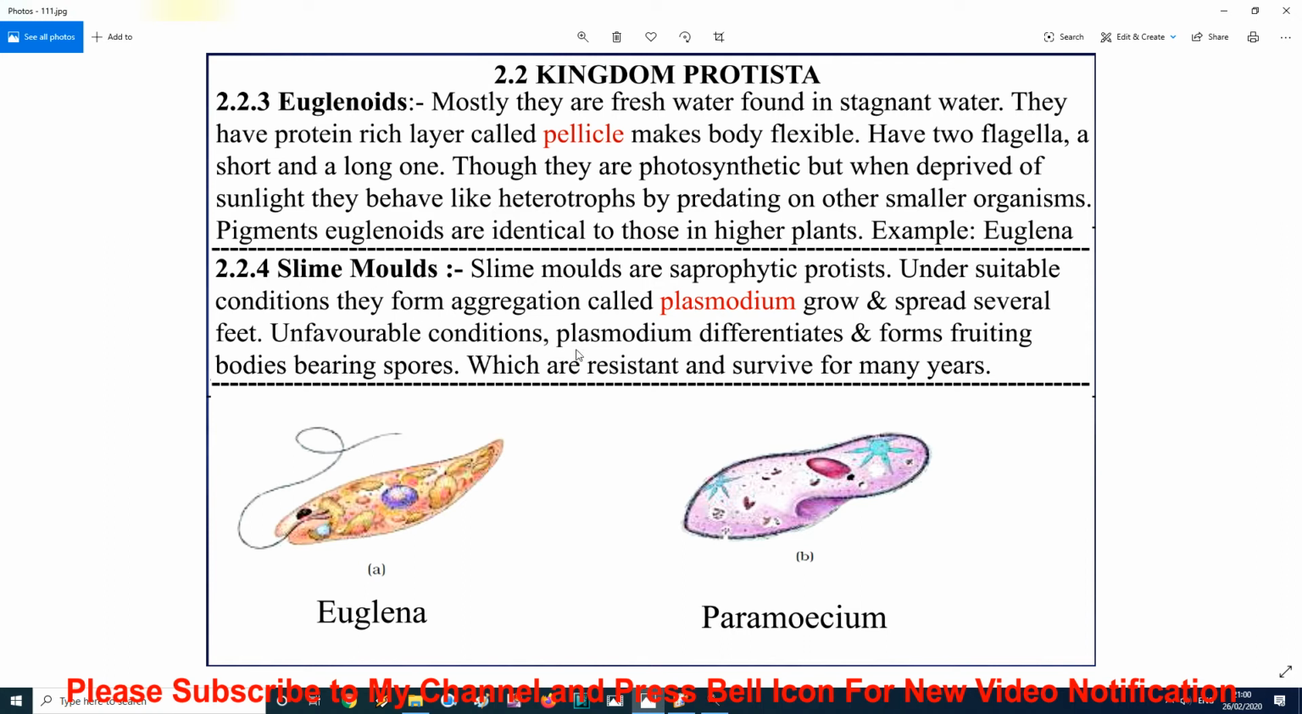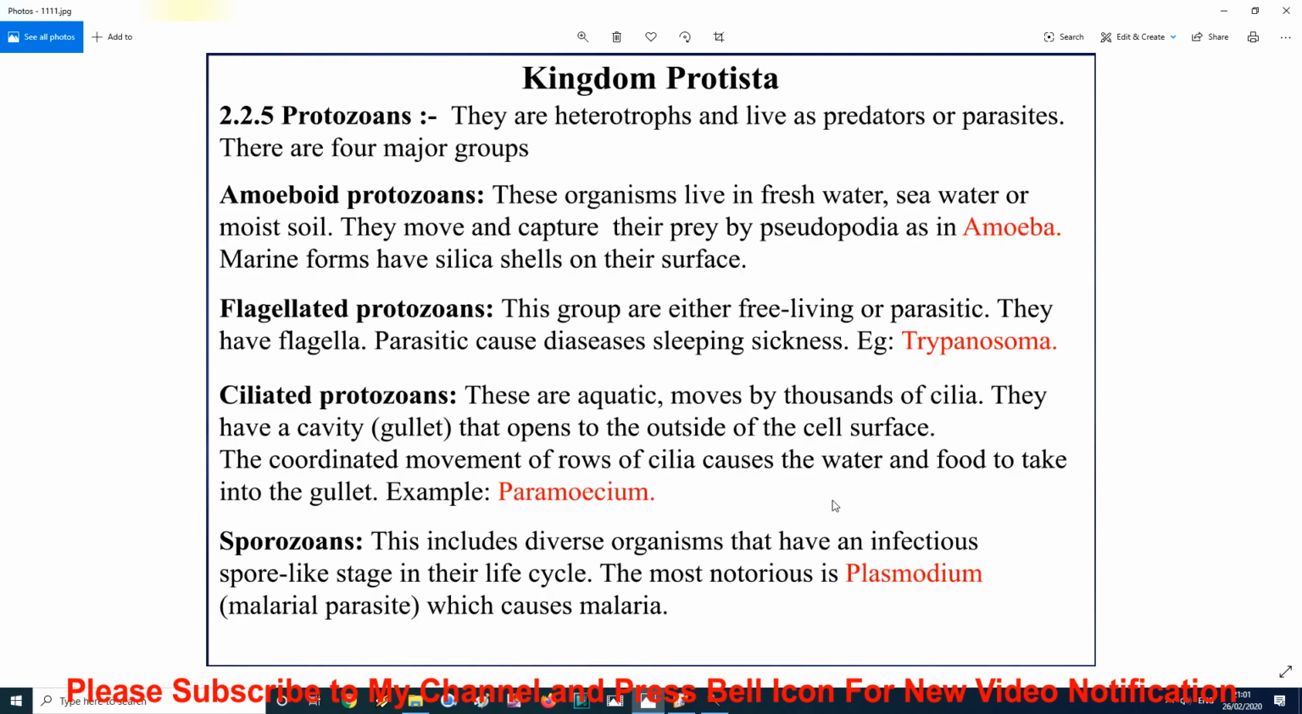In unfavorable conditions, Plasmodium differentiates and forms fruiting bodies bearing spores. These spores can turn into new slime molds also. These spores are resistant and survive for many years. Yes, generally bacterial spores and fungal spores can survive for maximum years. Some examples are shown: Euglena, and this is Paramecium.